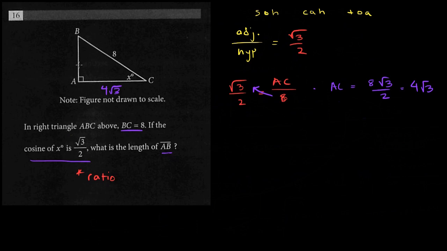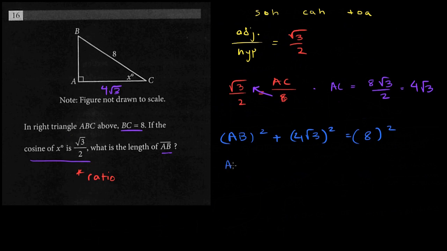And the Pythagorean theorem states, if you don't know already, that the sum of the squares of two sides of a right triangle is equal to the square of the hypotenuse. That's a lot of words, but it makes more sense if I write it down. AB squared plus AC squared, which is 4 root 3 squared, equals BC squared, which is 8 squared, right? The length of the hypotenuse.